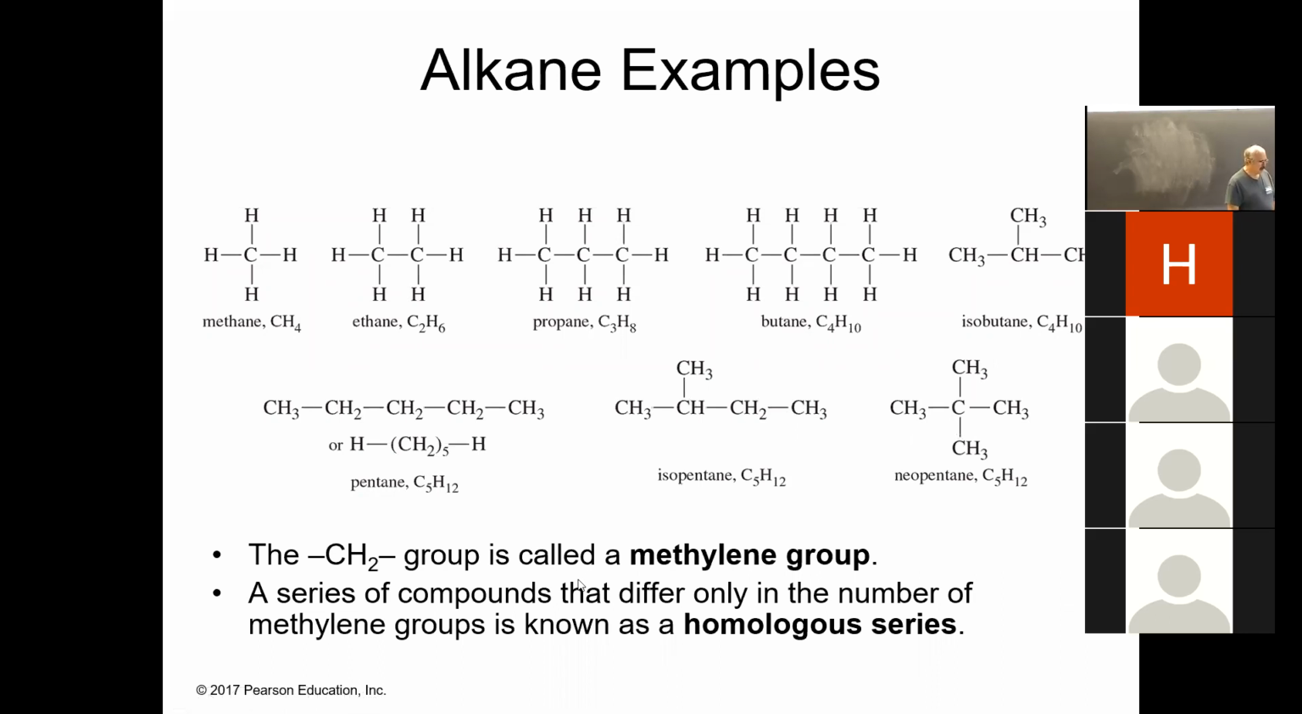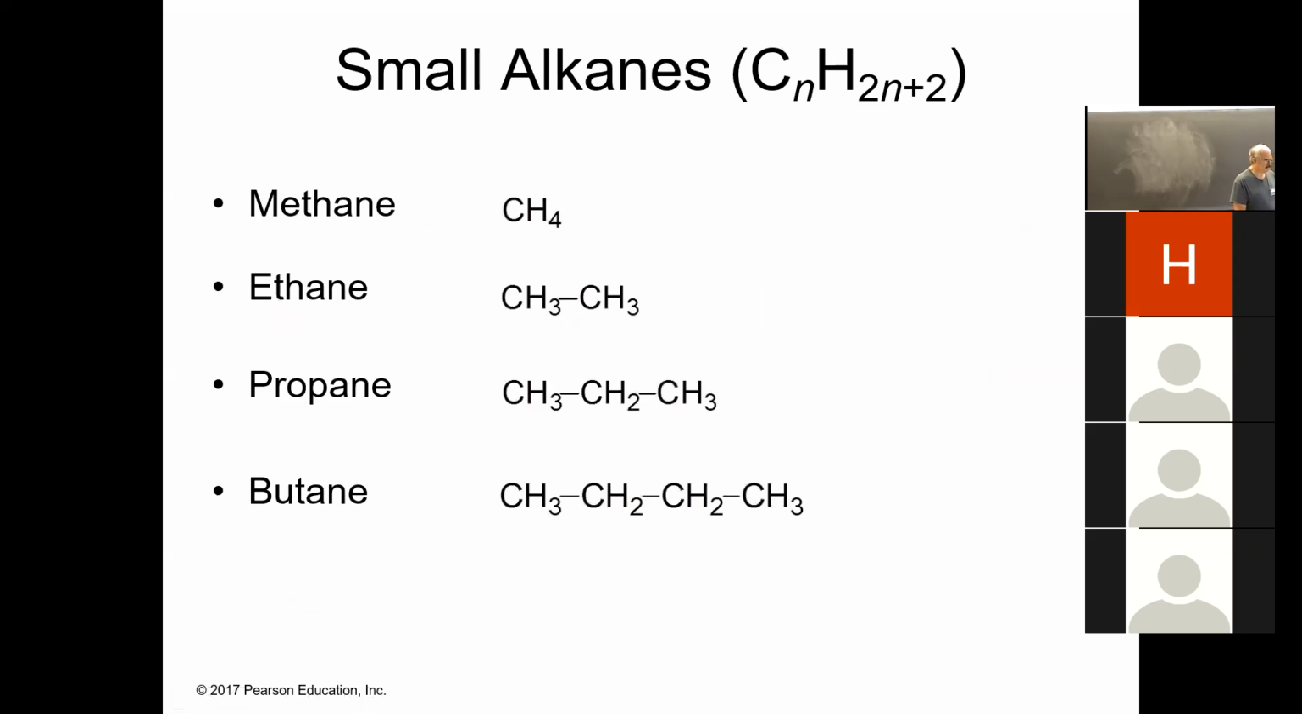Okay, we talked about a homologous series. Those are groups that differ only in the number of methylene or CH2 groups. Okay, so these four would be a homologous series. Isobutane and isopentane would be a homologous series. Okay, if you take isobutane and you insert a CH2 group here, you've got isopentane. Okay, so these are the smaller alkanes, methane through butane.